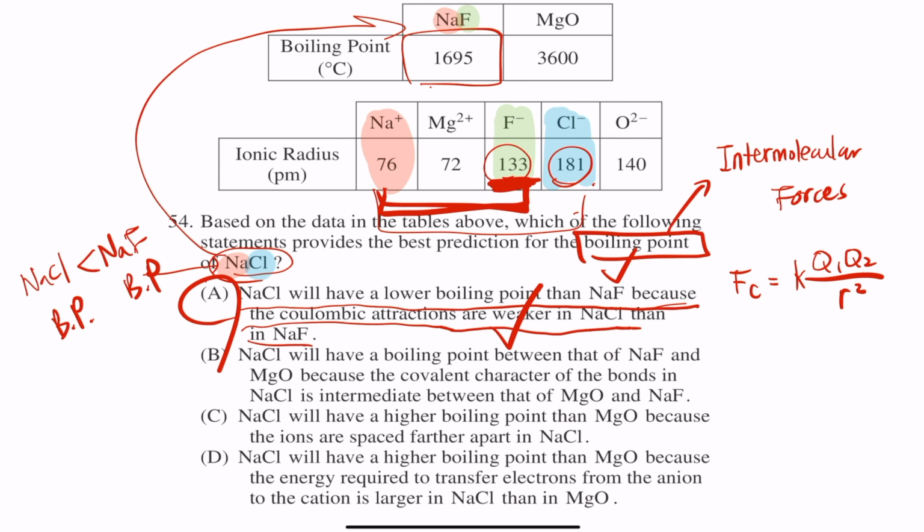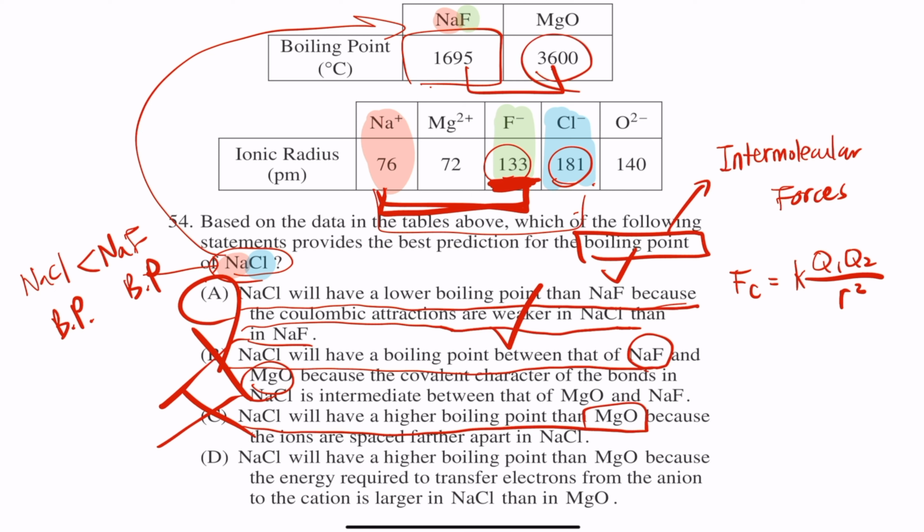So, choice B, sodium chloride will have a boiling point between that of sodium fluoride and magnesium oxide. So like in between these two, no way, we just talked about it's even lower than the sodium fluoride. So that's a no-no. C, sodium chloride will have a higher boiling point than magnesium oxide. Absolutely makes zero sense. Magnesium oxide is like 3,600 and we're not even somewhere close to 1,700. So no. D, sodium chloride will have a higher boiling point than magnesium oxide. That already itself is so wrong. That's why answer choice A has to be the correct answer.